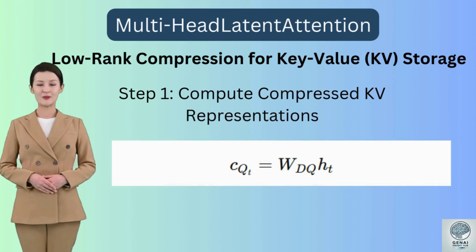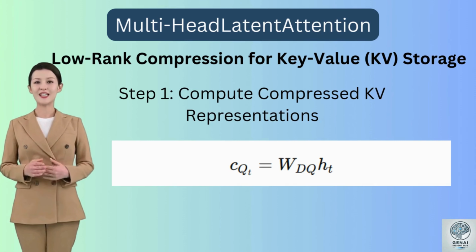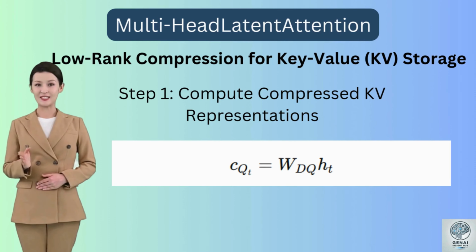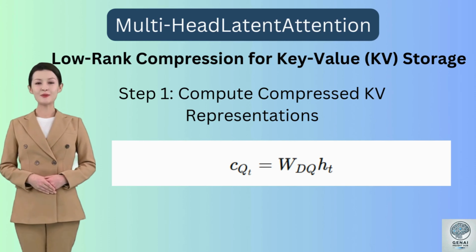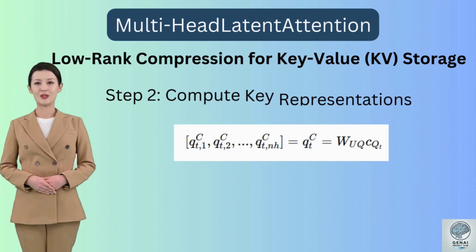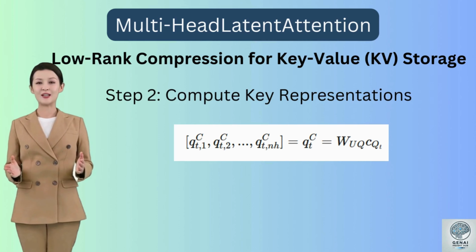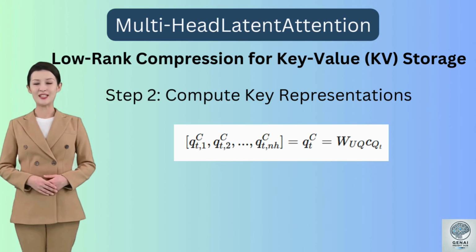Low-rank compression for key-value (KV) storage. Step 1. Compute compressed KV representations. Instead of storing full-dimensional key and value vectors, MLA compresses them into a latent vector, using a down projection matrix. Step 2. Compute key representations. From the compressed vector, the model reconstructs the compressed keys, using an up projection matrix.